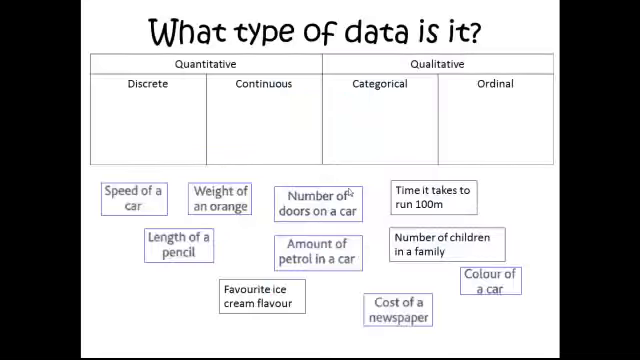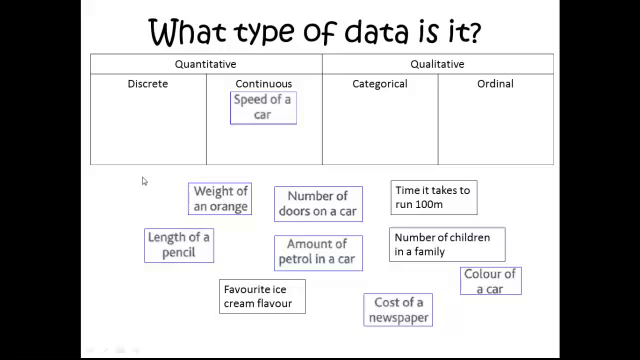So take a look at these different variables here and put them in the correct boxes. So decide whether or not the data that you're looking at is quantitative, and then whether it's discrete or continuous, and then qualitative, so is it categorical or ordinal. So we'll do the first one together. Speed of a car, that would be something that you measure, so that would be continuous data, continuous quantitative data, because speed is obviously a number. So stop the video now and try the rest of those yourself.